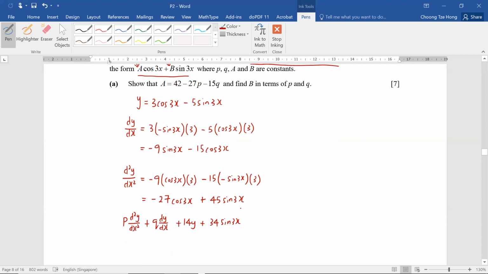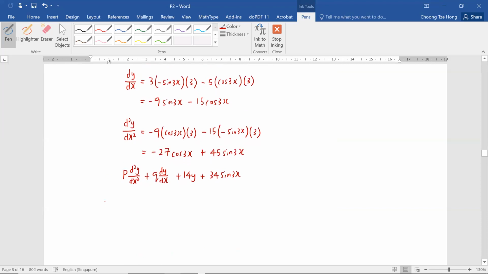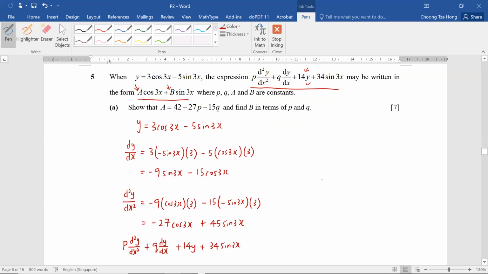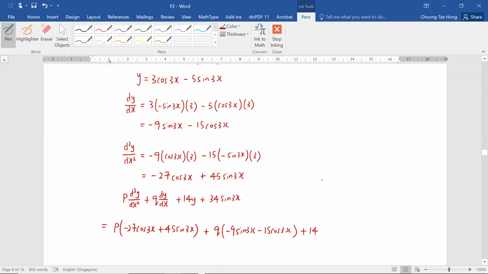Let's substitute in the dy dx and the d2y dx squared. So p times negative 27 cosine 3x plus 45 sine 3x, plus q, dy dx is this, plus 14, y is 3 cosine 3x minus 5 sine 3x, then there's a plus 34 sine 3x.